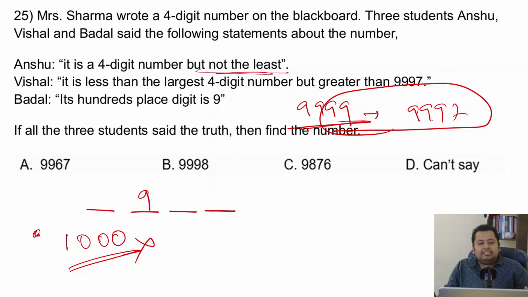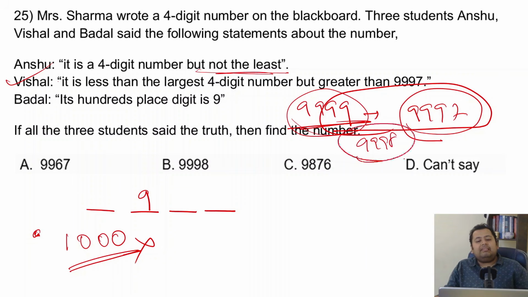So Vishal's statement alone gives you what the number is. If it is less than 9999 and greater than 9997, then what is the number? It's only 9998. It's the only number between those two numbers. So option B is your correct answer.